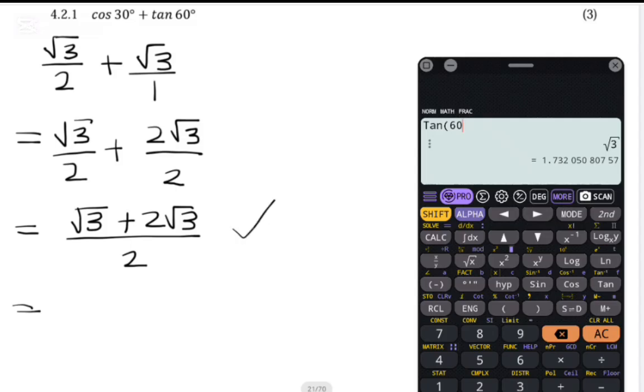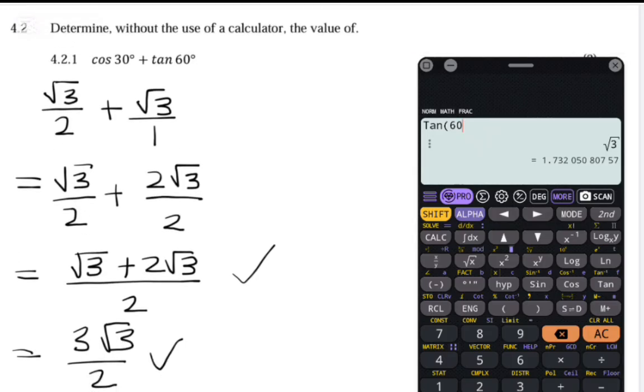So this one, you can punch it in a calculator. It's going to give you, I think, 3 root 3 over 2. This is going to be your answer. So this is how we did this one. Let's move on to the next.